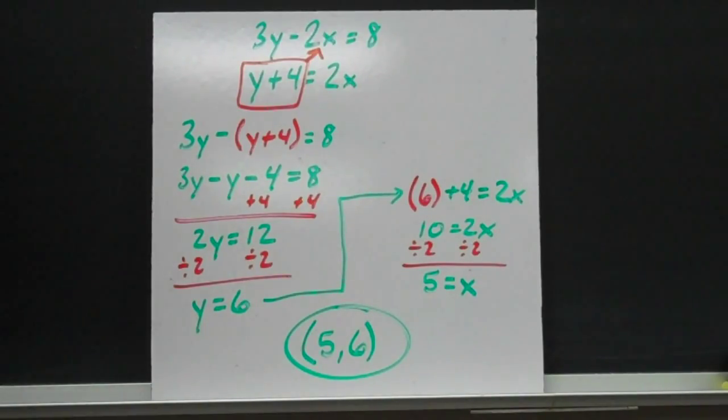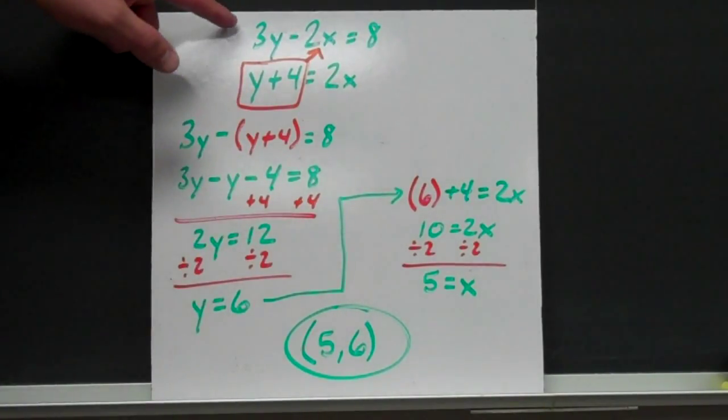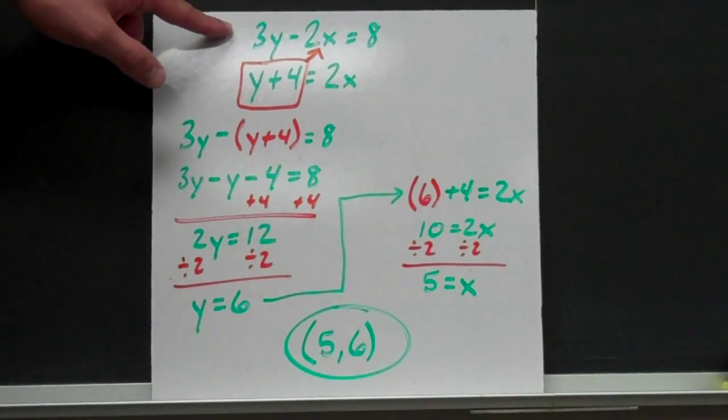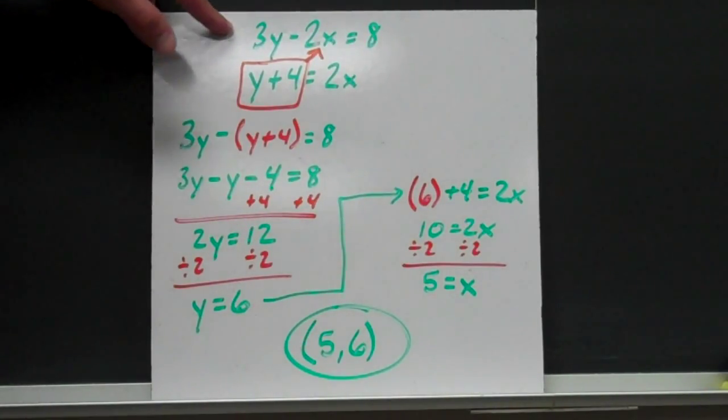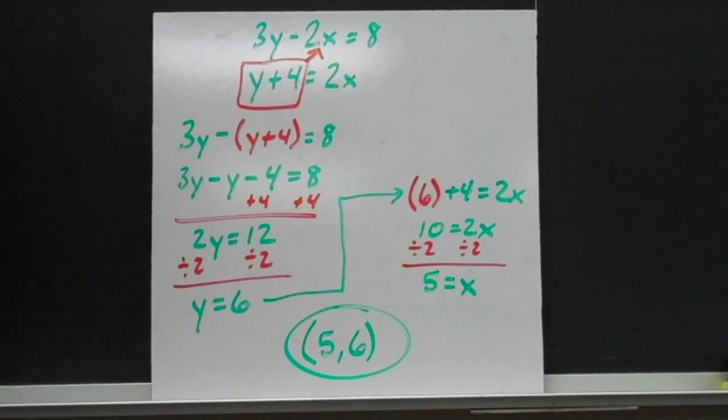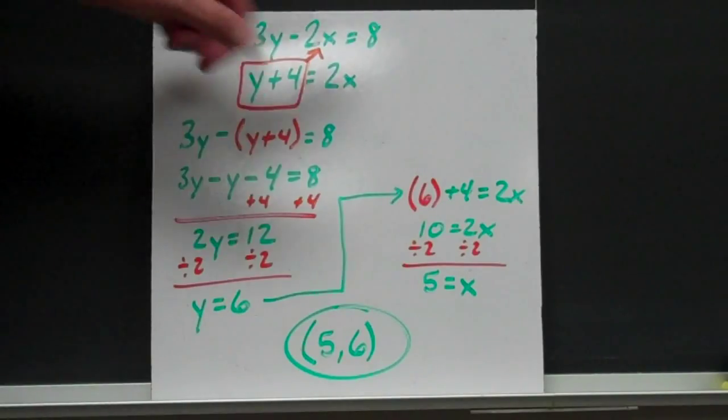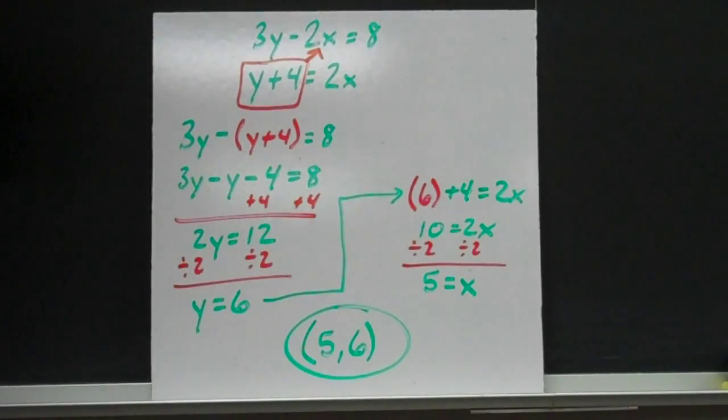And again, we can check our answer by plugging those back into the equation we didn't use, so the top equation. 3y, so 3 times 6 is 18, minus 2x, so 2 times 5 is 10. 18 minus 10 is 8. So our answer is correct.